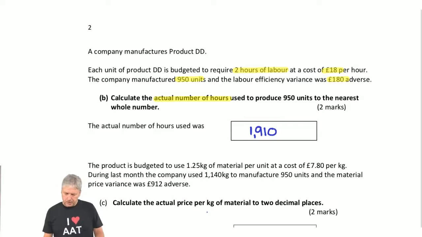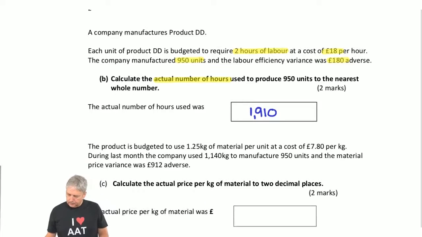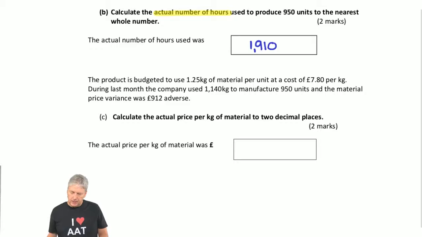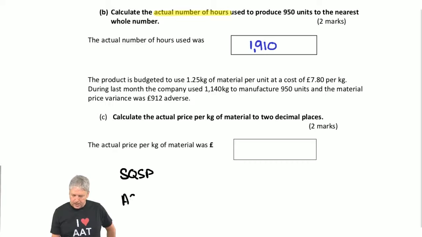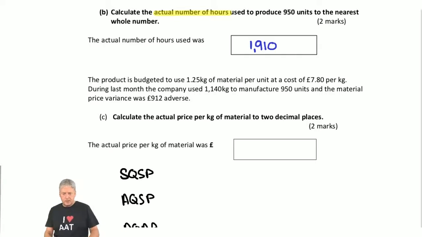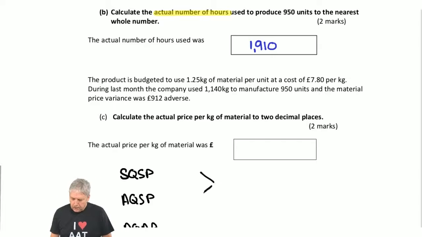The actual price per kilo. So, maybe to make it easier, what we want to do is to look at the actual price per kilo. So what have we got here? We've got standard quantity, standard price, actual quantity, standard price, actual quantity, actual price. And we'll put it on the face of it to make life easier for you. We compare the top two, we've got the usage variance. We compare the bottom two, we've got the price variance.